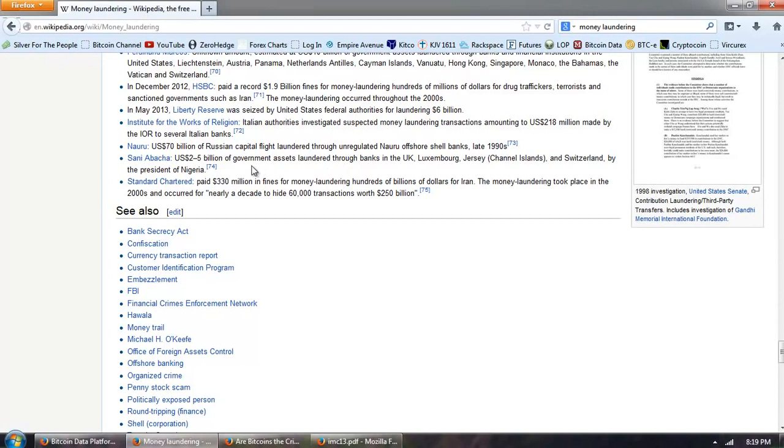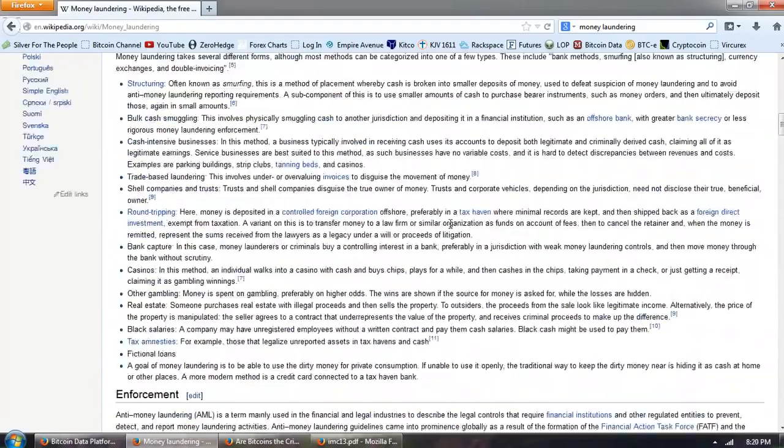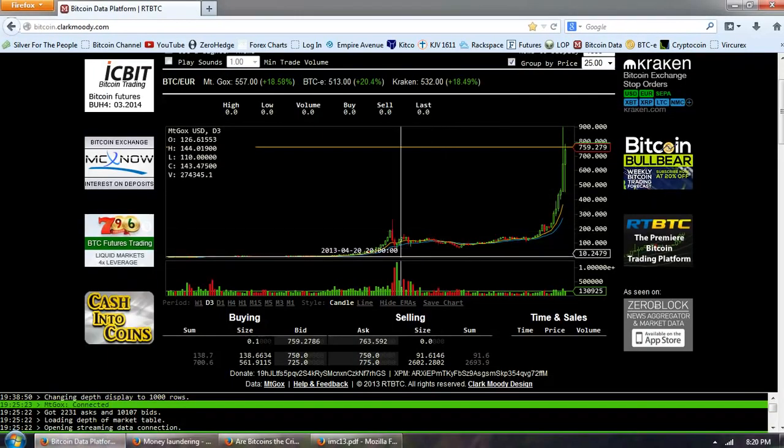Abacha: $2 to $5 billion of government assets laundered through banks in the U.K., Luxembourg, Jersey, Switzerland, and by the president of Nigeria. And Standard Chartered paid $330 million in fines for money laundering. Hundreds of billions of dollars for Iran. The money laundering took place in the 2000s and occurred for nearly a decade to hide 60,000 transactions worth $250 billion.